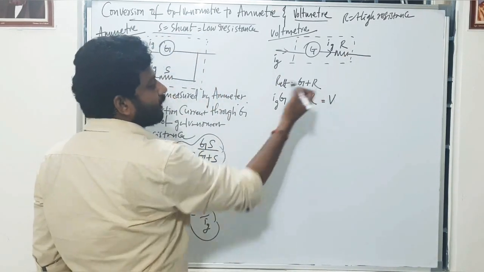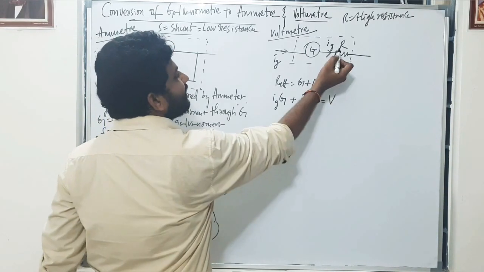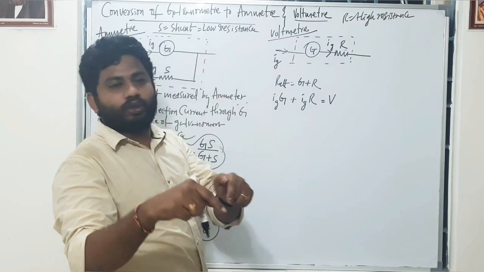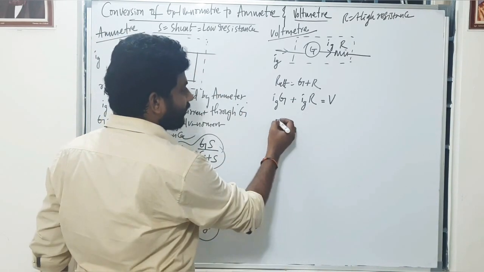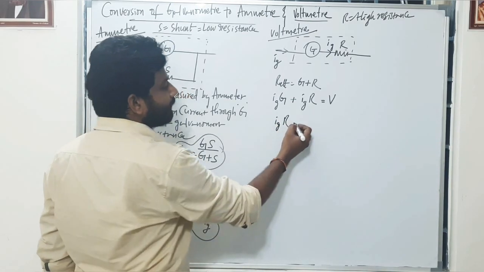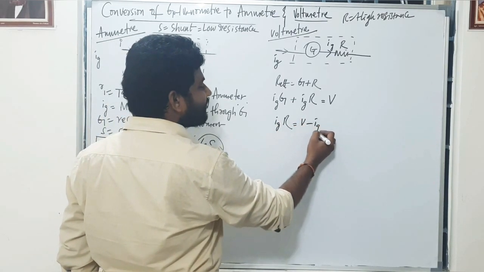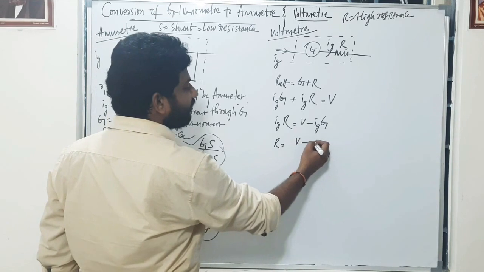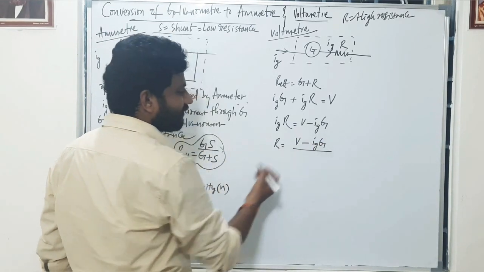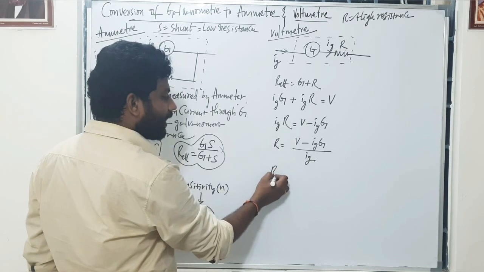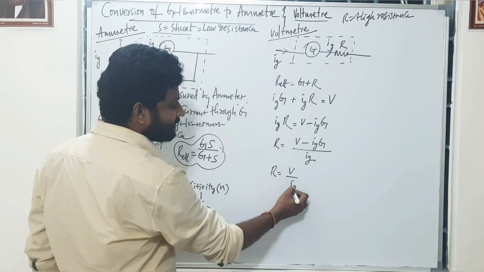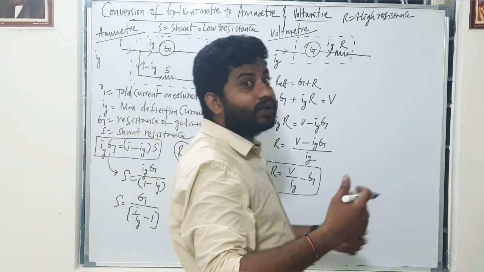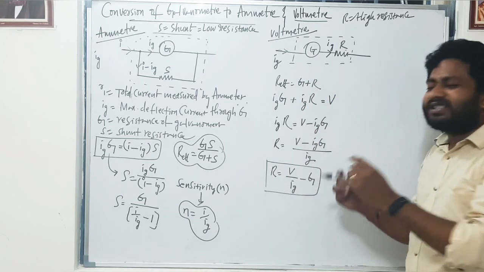Okay. Now here what we can write. What is the high resistance that needs to be connected to make the galvanometer into a voltmeter? That is this R, right? So I can write from here Ig into R is equal to V minus Ig into capital G. So from here R is equal to (V minus Ig into capital G) divided by Ig. So R is equal to V by Ig minus capital G.